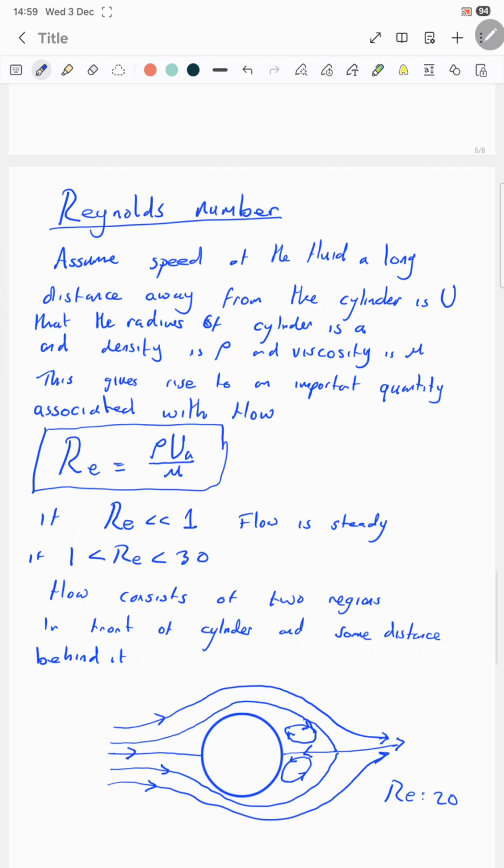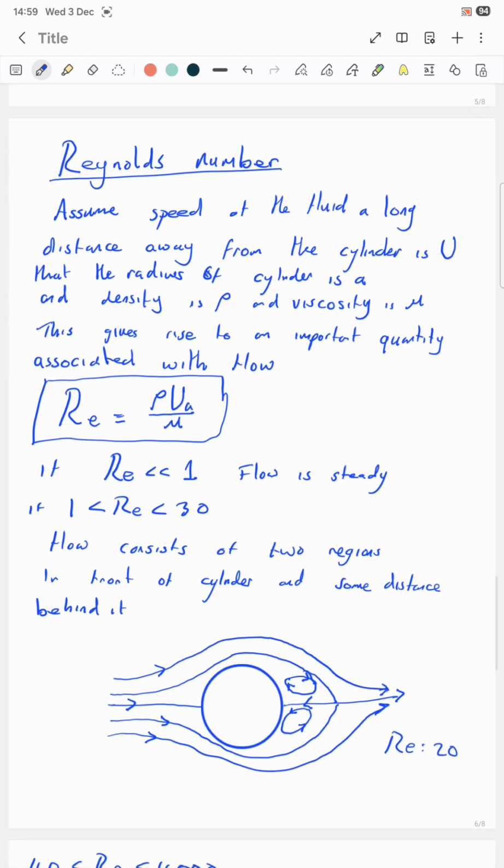Now, moving on. Here's the Reynolds number. We assume that the speed of a fluid a long distance away from a cylinder is u, and that the radius of the cylinder is a, the density rho, and the viscosity mu, and this gives rise to an important quantity associated with the flow, which is this, the Reynolds number. If the Reynolds number is much less than 1, the flow is steady. If the Reynolds number is greater than 1 and less than 30, the flow consists of 2 regions, in front of the cylinder and some distance behind it.